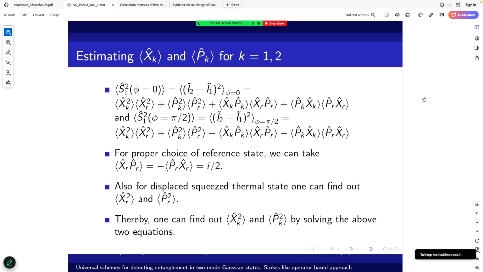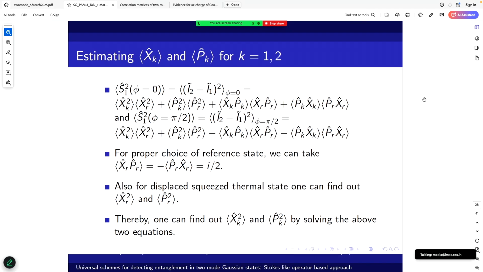Next, this is about the mean values, but I also need to figure out the individual single mode covariance matrices. So, now I calculate S1 squared. S1 phi was I2 minus I1. So, S1 squared will be the square of this at phi equal to 0, and you can calculate things. This is simple algebra, nothing more. I know the operator expression of S1 phi, and from there at phi equal to 0 you can figure out this quantity. Here you see the squares of the quadratures, and similarly the product terms are there. This is at phi equal to 0; at phi equal to pi by 2 you have this with the negative signs here.